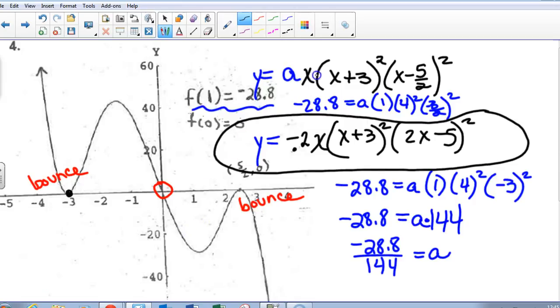If you do it this way, you get a different answer. I don't remember what it is. Anybody do that one? 4 squared times... It's -0.8 if you do it the other way.